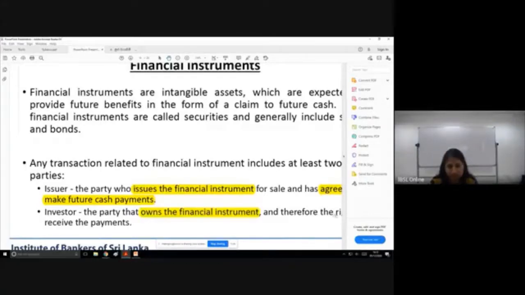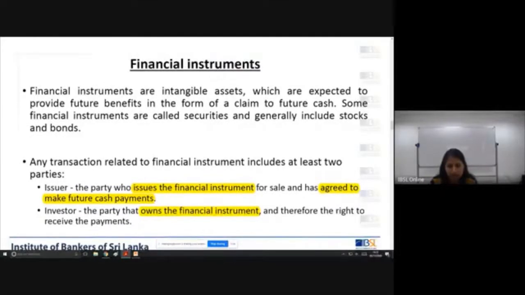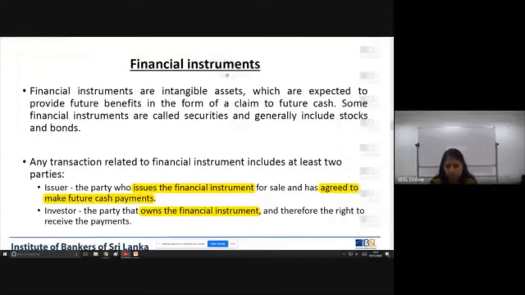And therefore, they get the right to receive payments. If you can, mention it here as the right to receive the future payments. So they have the right to receive it until they hold the financial instrument. Till they hold the financial instrument, they have the right to claim the future payments of this.